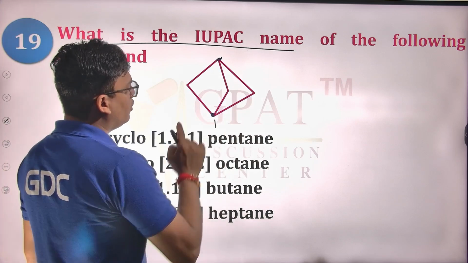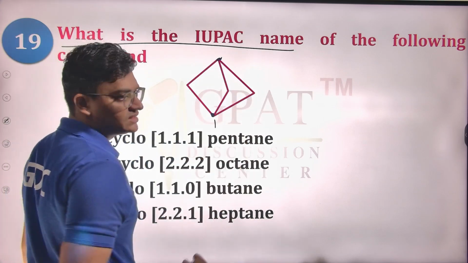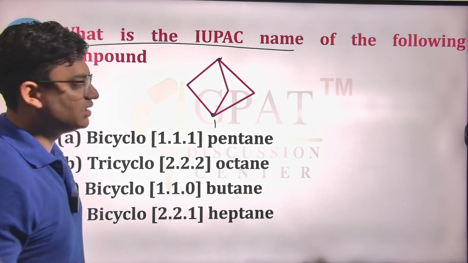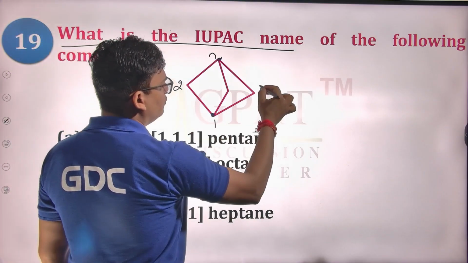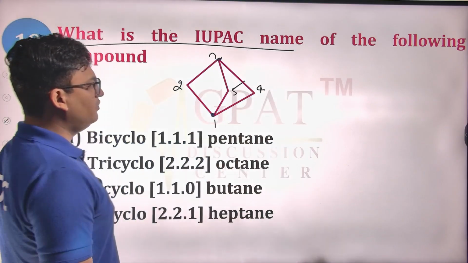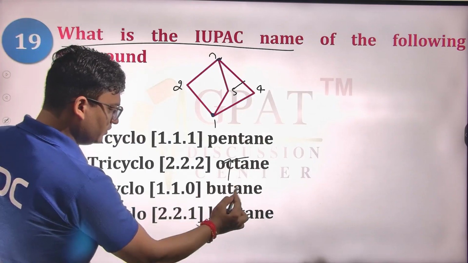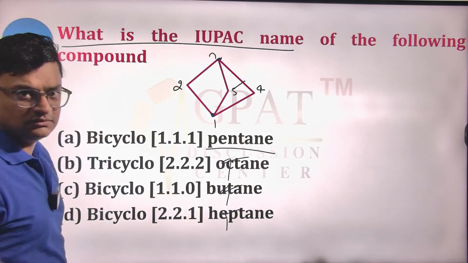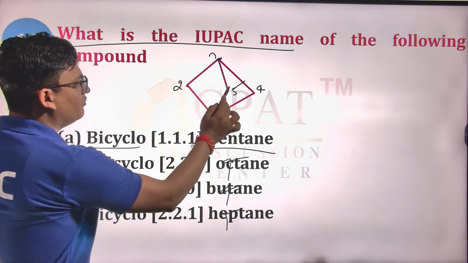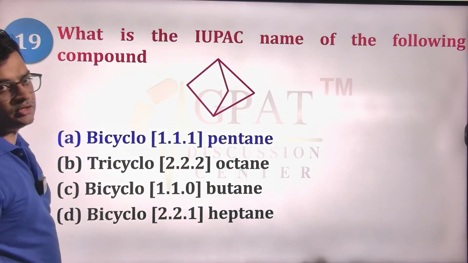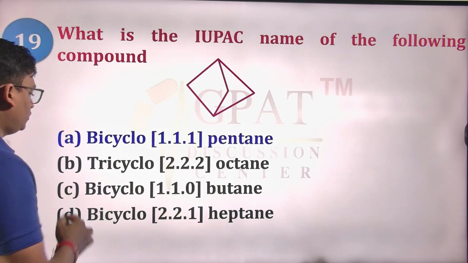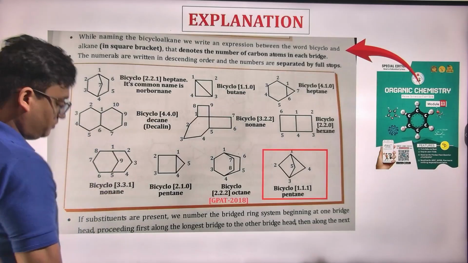Now we can start numbering from either this or this. Let's suppose this is one. Now we are having all the cyclic rings of just 1 carbon, so you can start from any of them. 1, 2, 3, 4, 5. Total we are having 5 carbons, so it will be a pentane, and it's bicyclo 1 1 1 pentane. A is the right option.